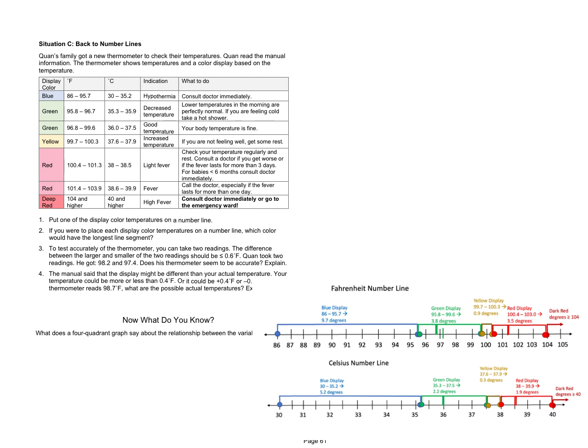Number three, to test the accuracy of the thermometer, you can take two readings. The difference between the larger and the smaller of the two readings should be less than or equal to 6/10 Fahrenheit. Quan took two readings. He got 98.2 and 97.4. Does this thermometer seem to be accurate? So we have 98.2 and 97.4. So let's find the difference there.